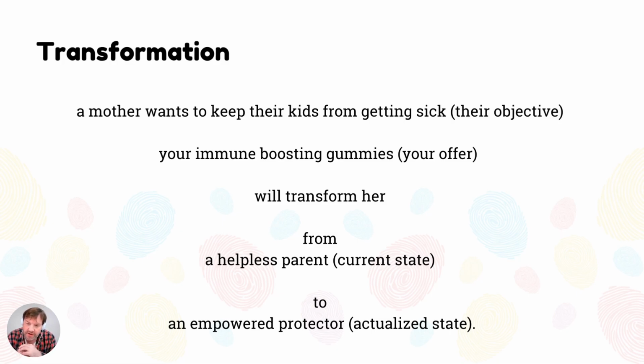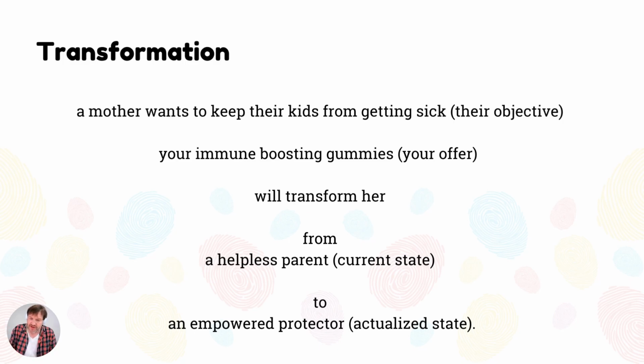So transformation. To do a transformation, basically what this section needs to cover, we talked about this, and I use an example, right? A mother wants to keep her kids from getting sick. That's her objective, the thing she's trying to achieve, the job to be done. What you sell in this example is immune boosting gummies, and you will transform her from a helpless parent, which is her current state because she can't keep her kids from getting sick, to an empowered protector, her actualized state where her kids are protected from being sick and all the benefits that come along with that, right? They're not missing plays. They're not all of that.